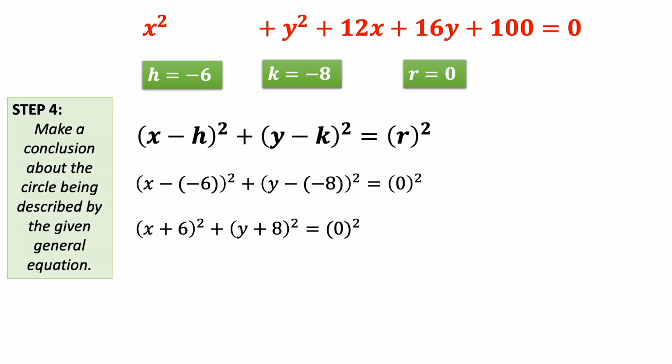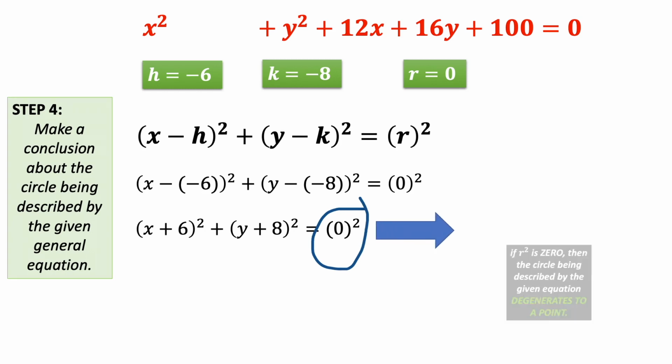In the last step, we will make a conclusion about the circle. Did you wonder something about the right side of our equation? Please have a look. What will happen if the length of the radius of a circle is 0?